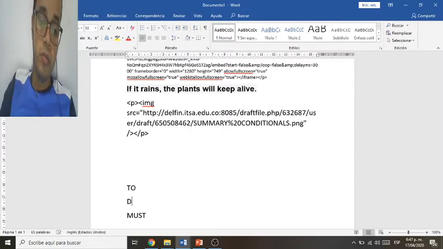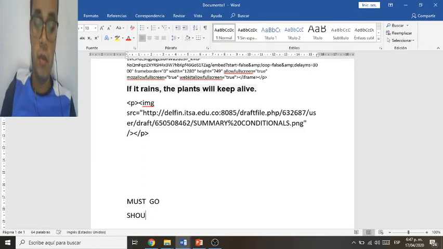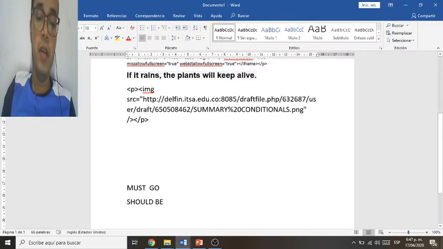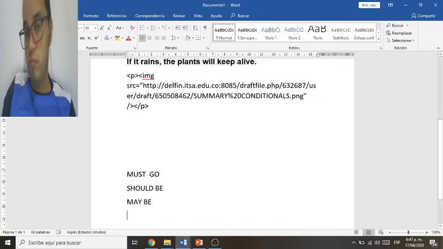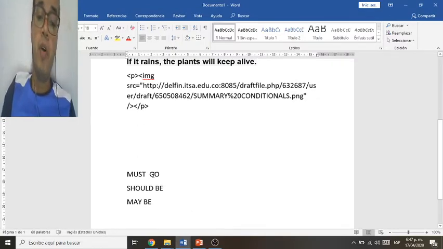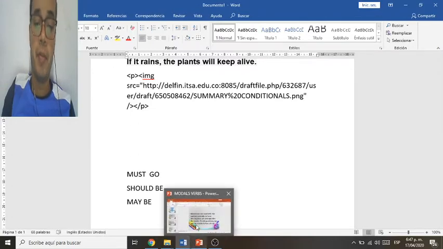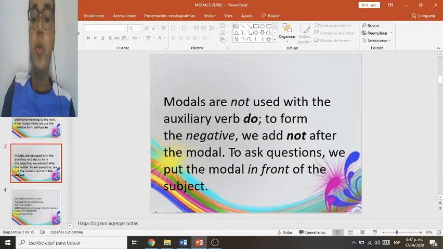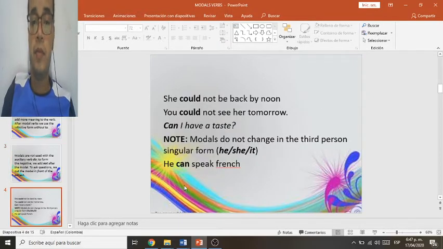So, must go, should be, may be. Remember, just the modal and the verb. To ask questions, we put the modal in front of the subject. Let's check some examples here.